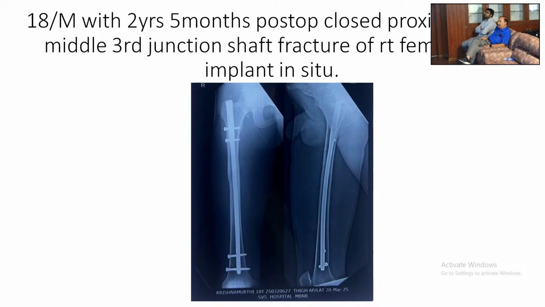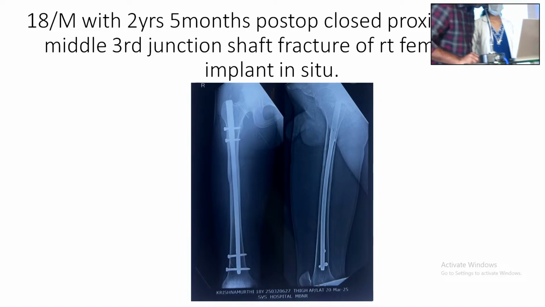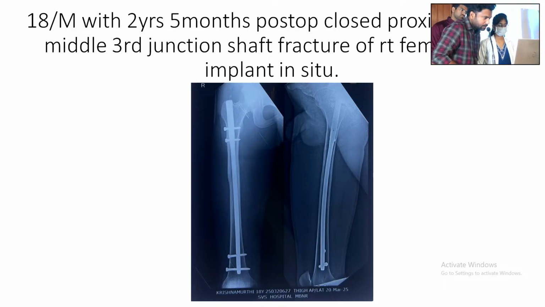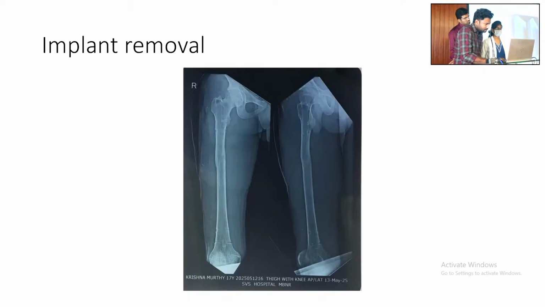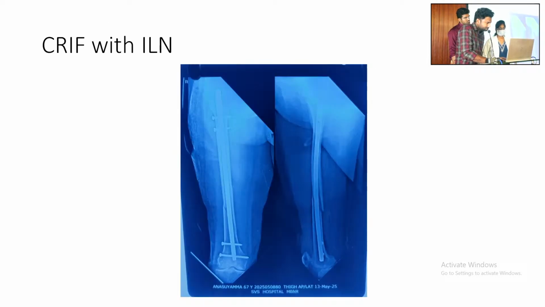18 months male with a 2-year 5 months old post-op closed proximal third, middle third junction shaft fracture of the right femur with implant in situ. And he came for implant removal, sir.